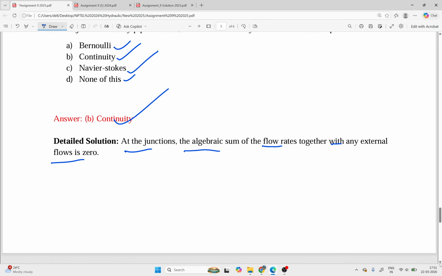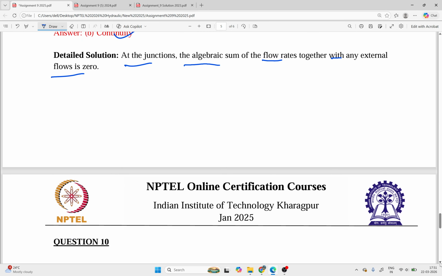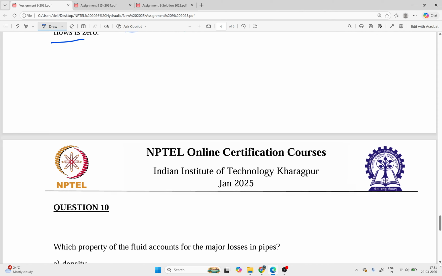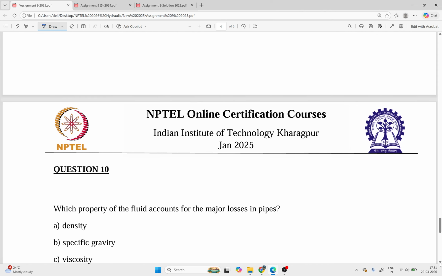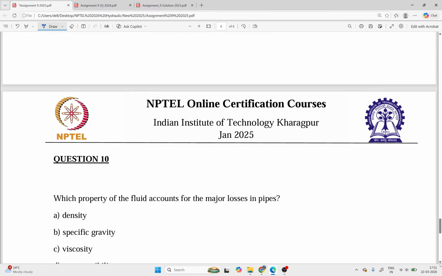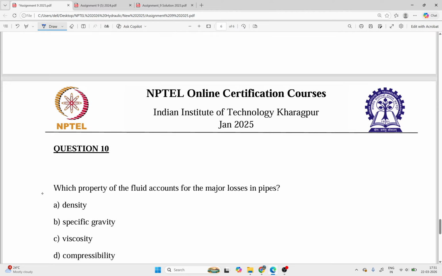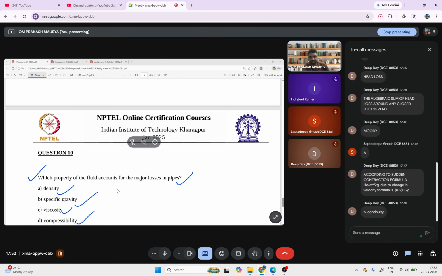Okay, so next one, question number 10. Which property of fluid accounts for major loss in pipes? Density, specific gravity, viscosity, compressibility. Major loss. For question number 10, please try to write your answer.